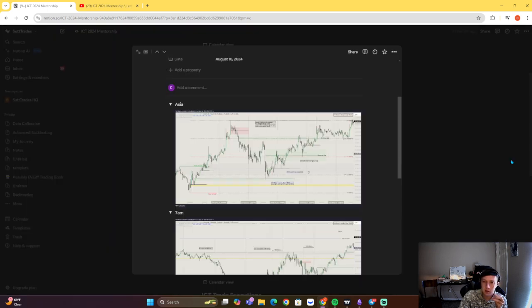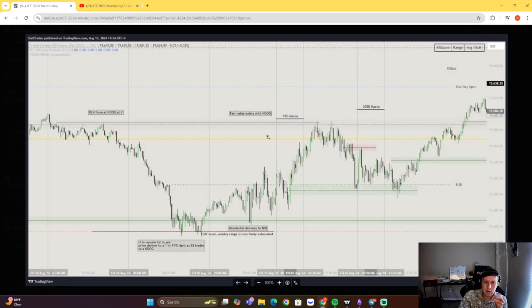Very nice delivery there. And then here was 7 a.m. We have this BISI, we have new day opening gap right here. And then we have a previous new day opening gap. We leave relative equal highs. Where are we more likely to reprice to?